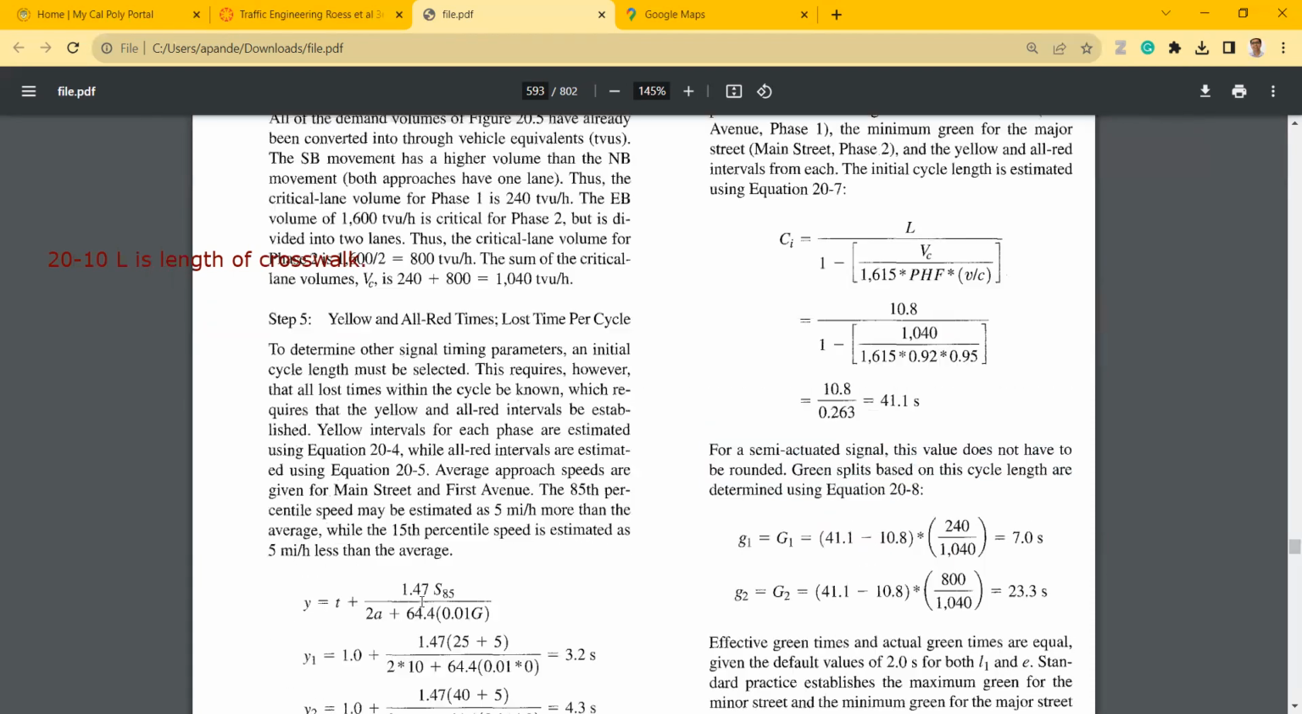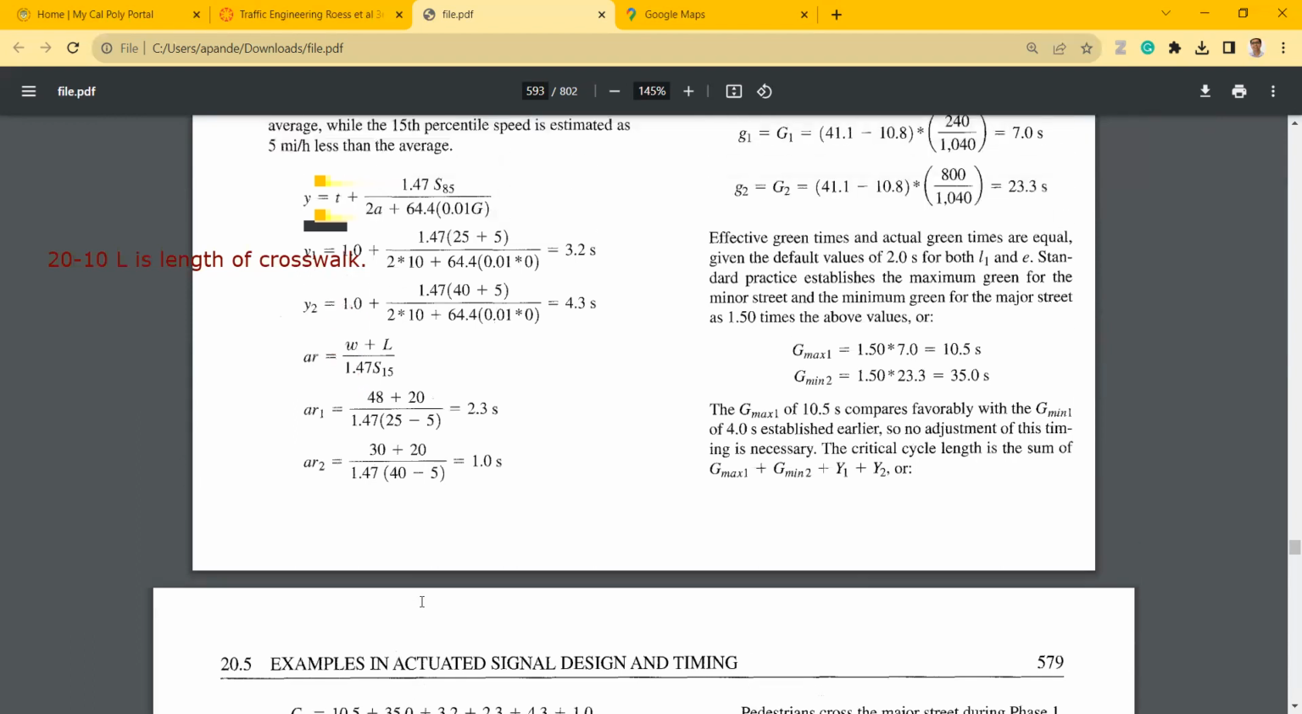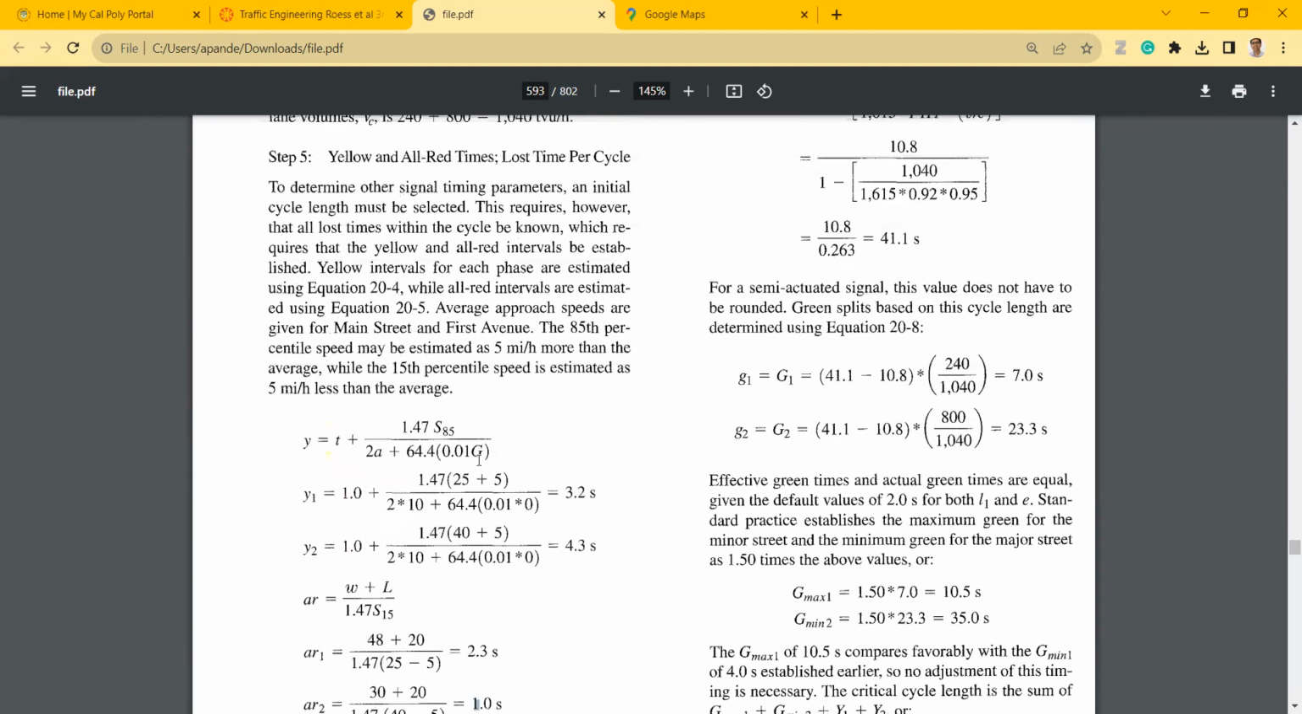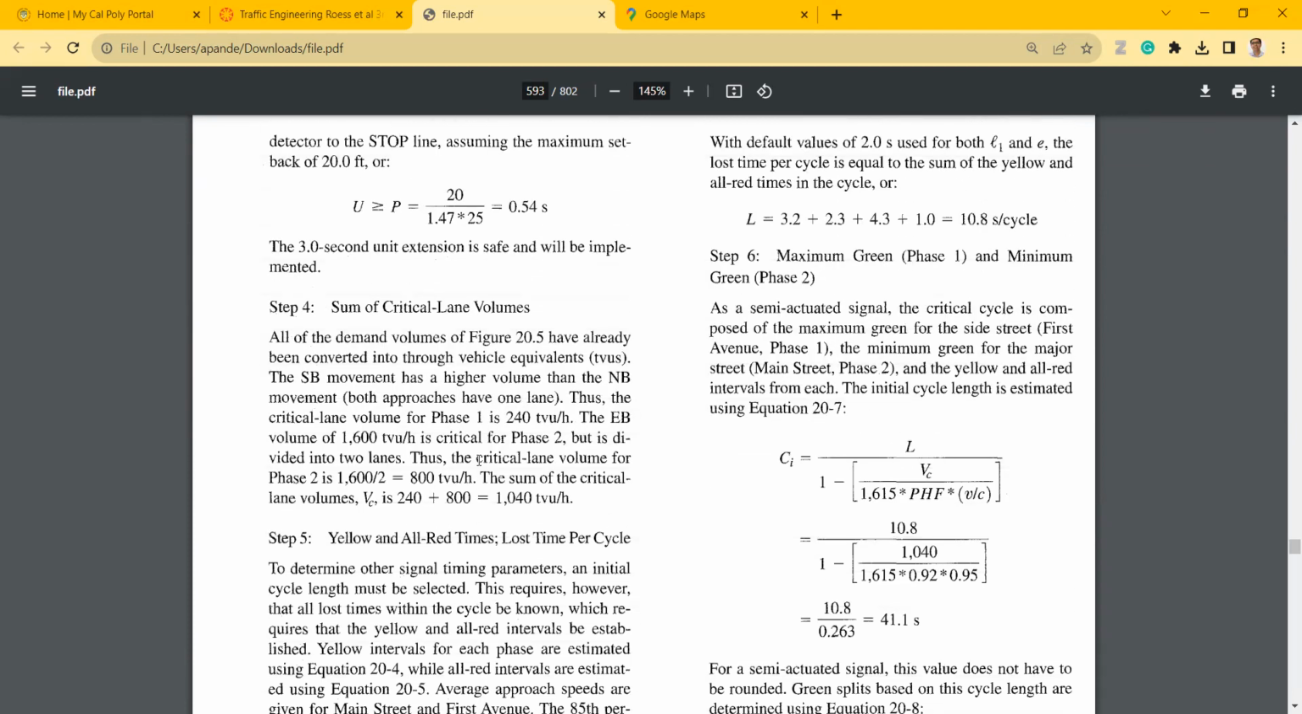So if you apply your yellow and all red interval for each approach, you will be able to come up with 3.2 plus 4.3 plus 2.3 plus 1.0. You add those up, that will be your loss time. Fairly reasonable assumptions there. So just add up all the yellow and all red time, and that becomes your total loss time per cycle.